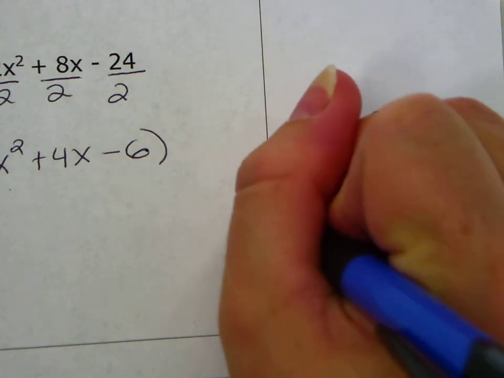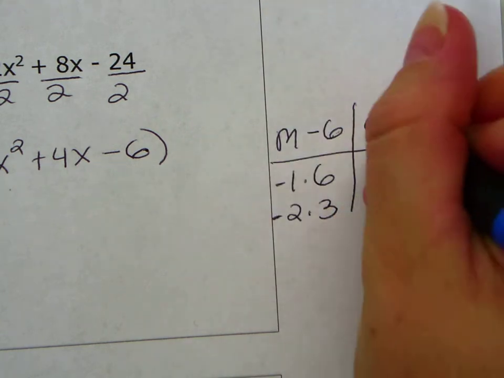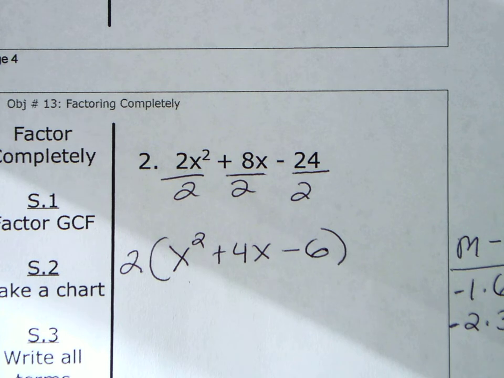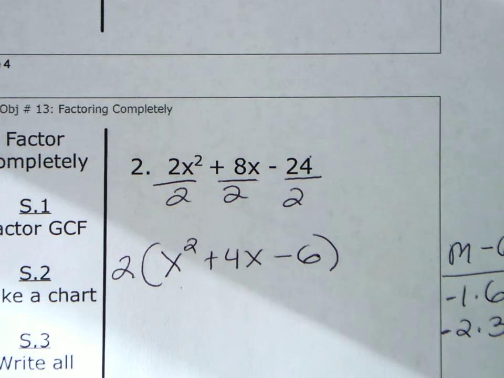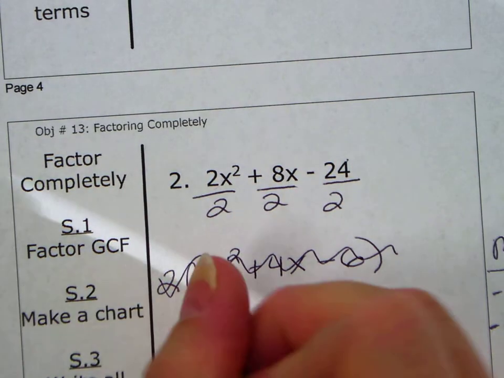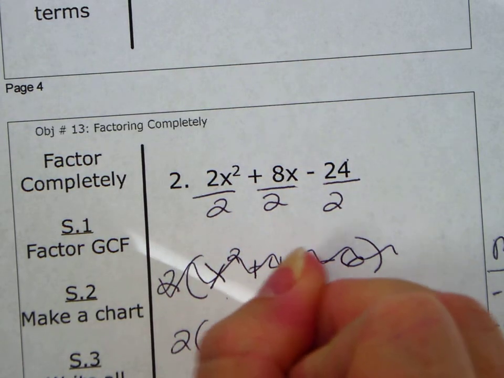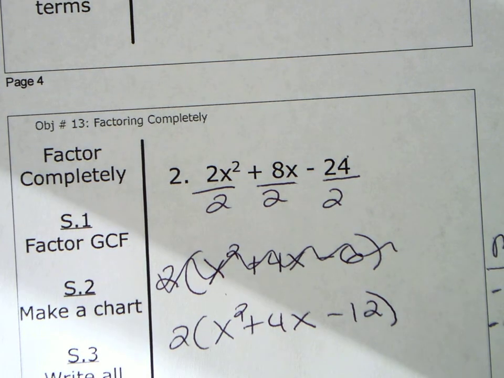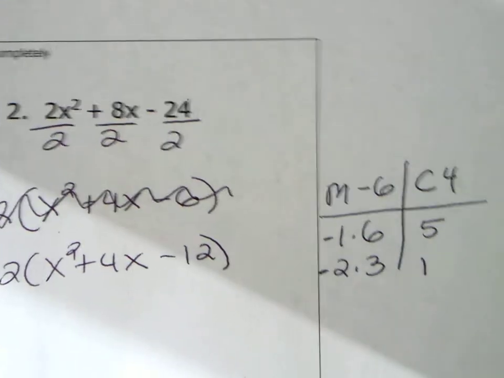You need a negative. I got 5 and 1. This didn't work. So then I look back. Did I make a mistake somewhere? Do you see where I made a mistake? What's 24 divided by 2? It's not 6. It's 12. So I'm going to cross this out. It's x squared plus 4x minus 12. So, you know what? It happens. I just made a mistake. If you make a mistake, not a big deal. The point is to go back and try to find it. All right, so let's fix my MC chart.